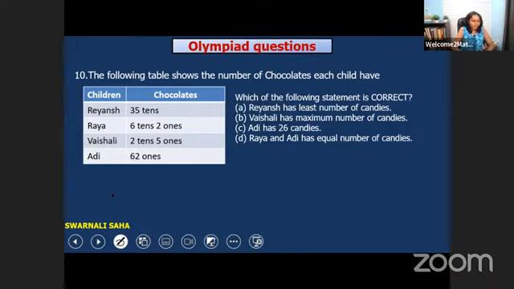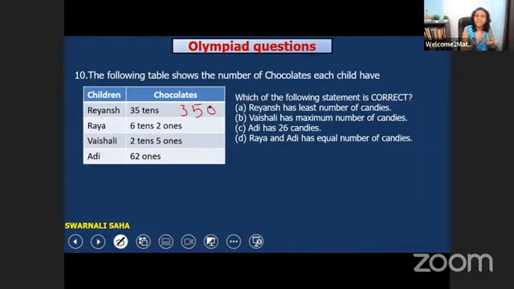Try to solve this. Let me help you, then you can solve this. The first is Riyansh has 35 tens. That means 35 tens chocolates. What is the meaning of that? 35 tens means 35 into 10. So it would be 350.